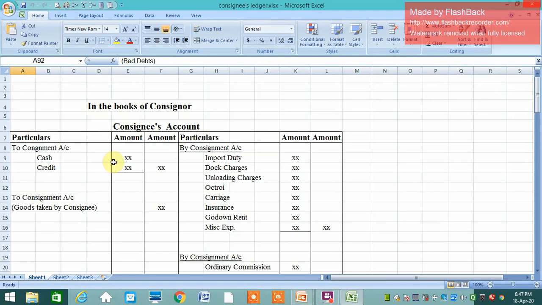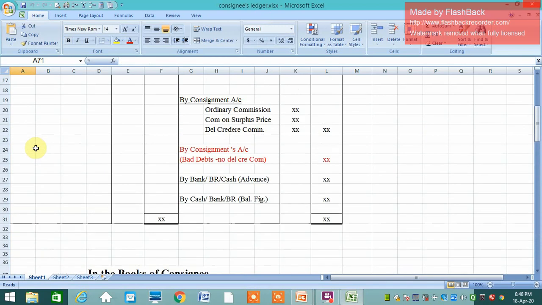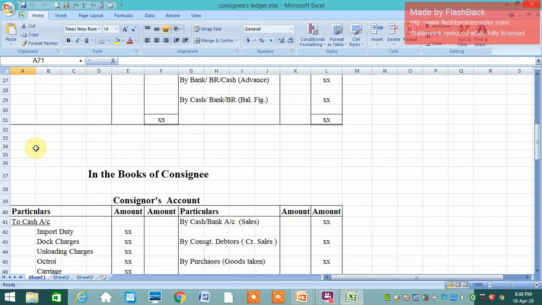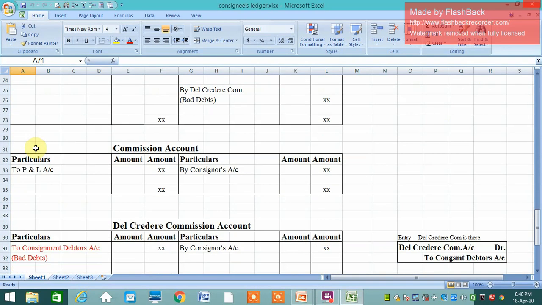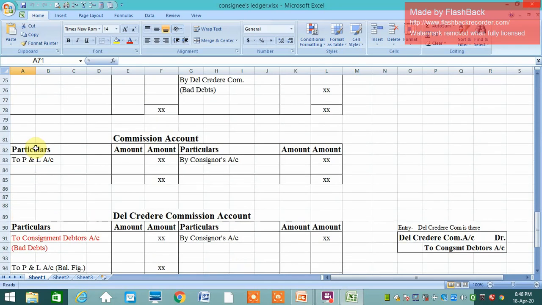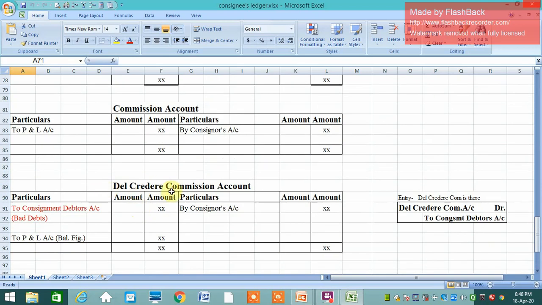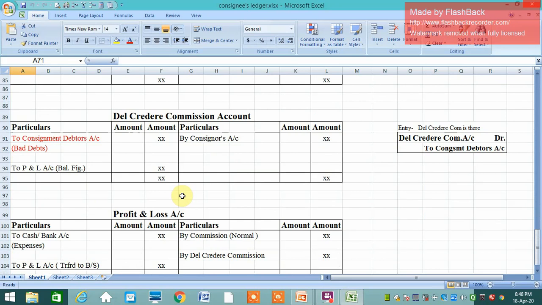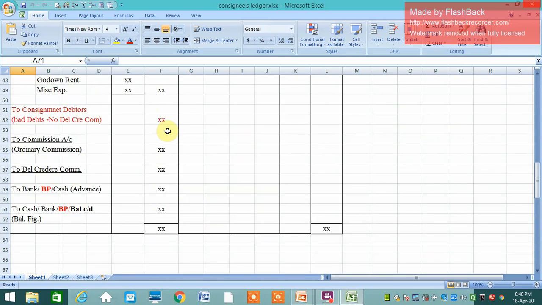So these are the accounts to be prepared in the books of consignee. The first one is the consignor's account. The second ones are consignment debtors account, commission account, Del Credere commission account, and profit and loss account. If goods are sold on credit basis, then only the consignment debtors account is required to be prepared. If Del Credere commission is there, then only the Del Credere commission account will come. Otherwise, Del Credere commission and the consignment debtors account will not come.